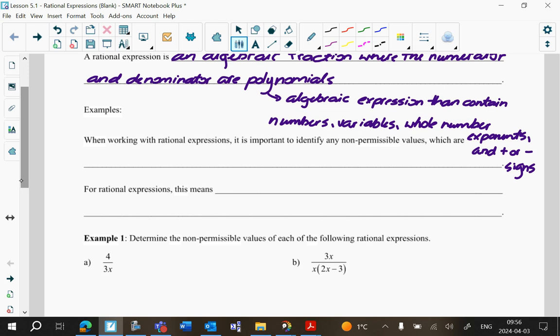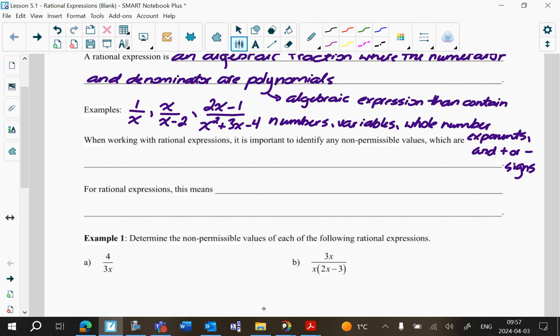So what would examples be? Anything like a fraction. So here's a very simple one, 1 over x. That would be a rational expression. You could have variables in the numerator and denominator. It can get even more complicated, like so. The point is that it's a fraction. And there will usually be a variable in the denominator. Most often.